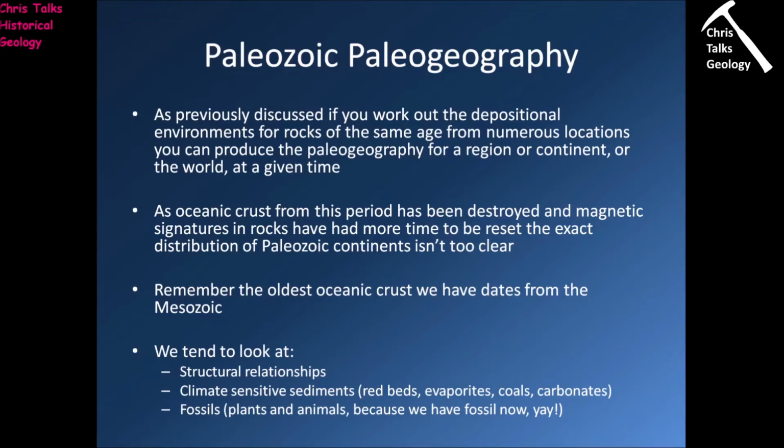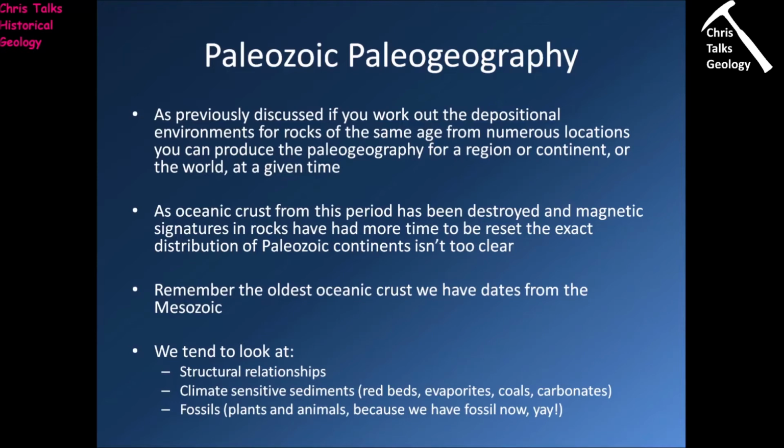Another technique we have is paleomagnetism, which uses the magnetic signatures of rocks containing iron-bearing minerals, particularly the mineral magnetite, to help us work out where they were located on the surface of the Earth at a given time. These two techniques work quite well on more recent rocks, essentially everything that's about Triassic or younger.